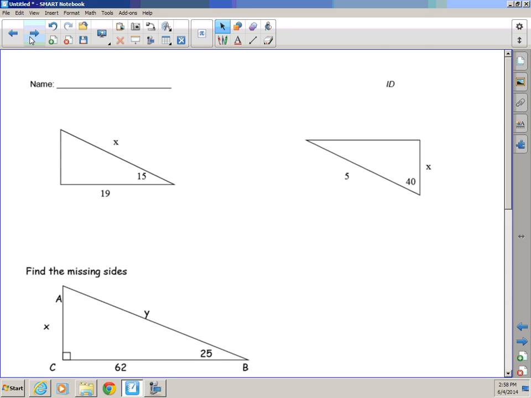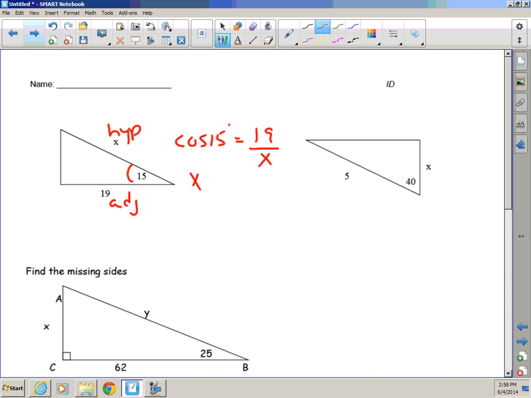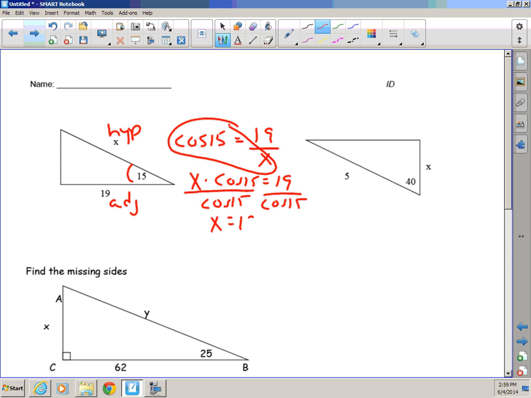Again, we have adjacent, hypotenuse, that tells us cosine. Cosine of 15 is equal to 19 over x. Cross multiply, you get x times the cosine of 15 equals 19. Divide by the cosine of 15, and you get x is 19.7.